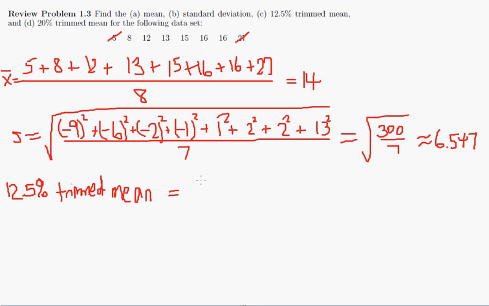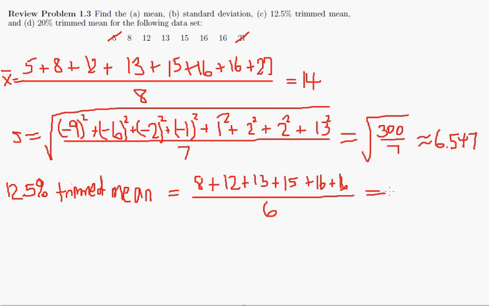And so we have 8 plus 12 plus 13 plus 15 plus 16 plus 16, all divided by 6. And this works out to be 40/3.